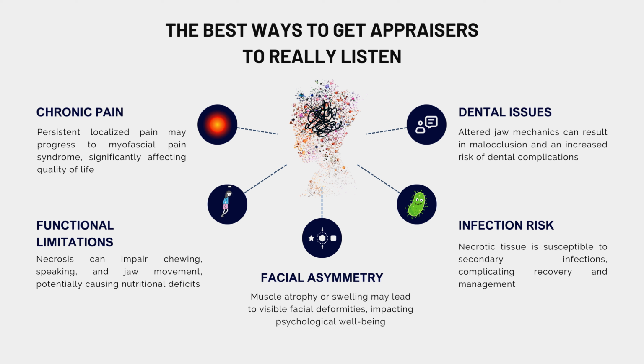And let's not forget the biggest danger: infection. Necrotic tissue is like a playground for bacteria. Once an infection sets in, it can spread quickly, leading to even more complications and requiring aggressive medical treatment. So, there you have it: 5 serious consequences of undiagnosed masseter muscle necrosis: chronic pain, functional limitations, facial asymmetry, dental issues, and infection risk. Early diagnosis is key.